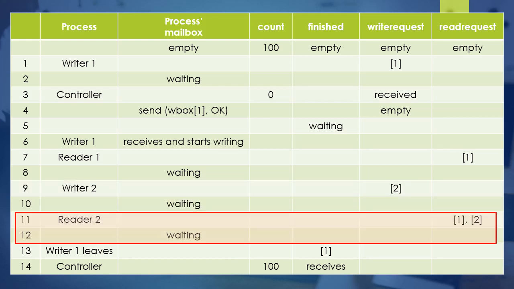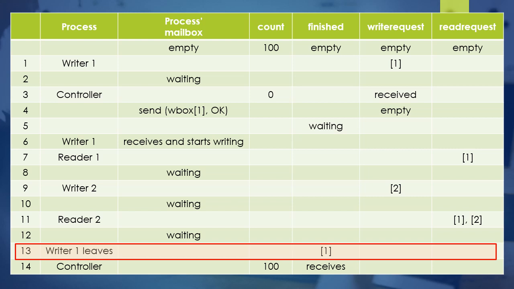Reader 2 comes into the system. It puts its ID in a message and sends the message to the read request mailbox. Then it blocks to receive a message from the controller in its mailbox rbox2.